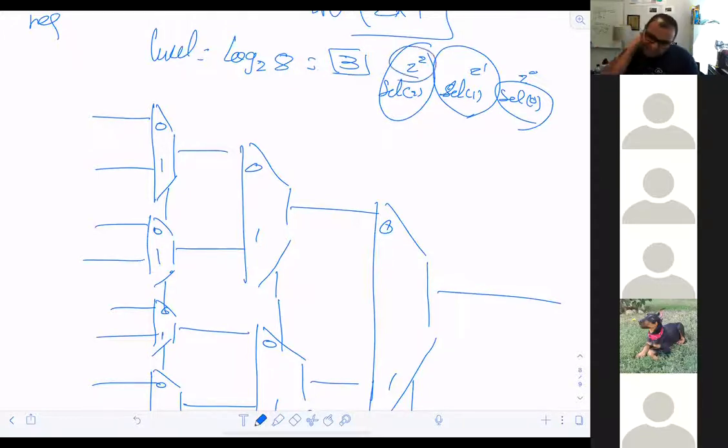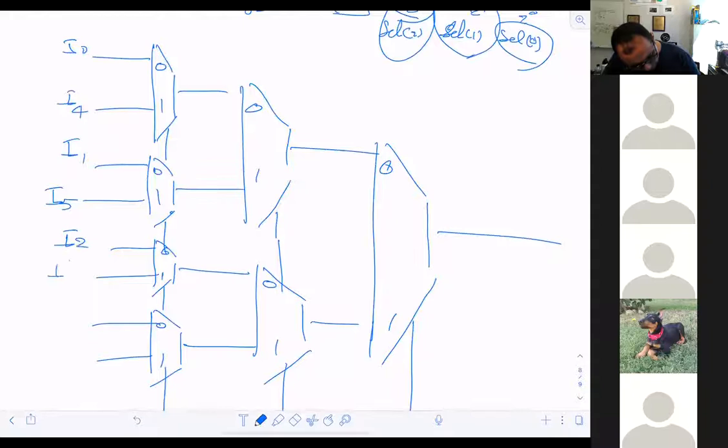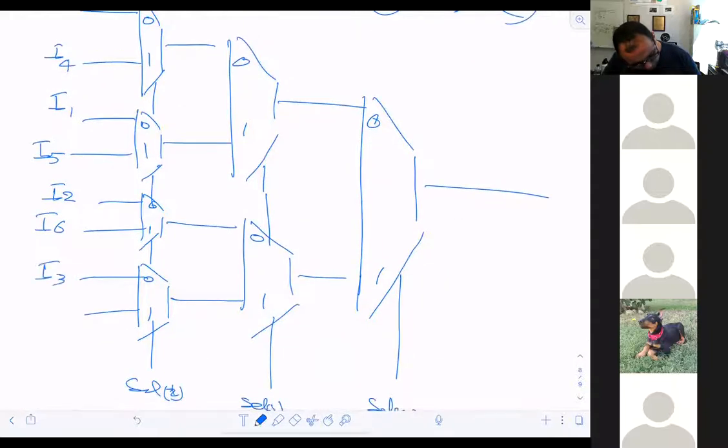This is 2 power what? 2, right? So that means the distances are 4. So it's going to be I0 to I4, I1 to I5, I2 to I6, I3 to I7.